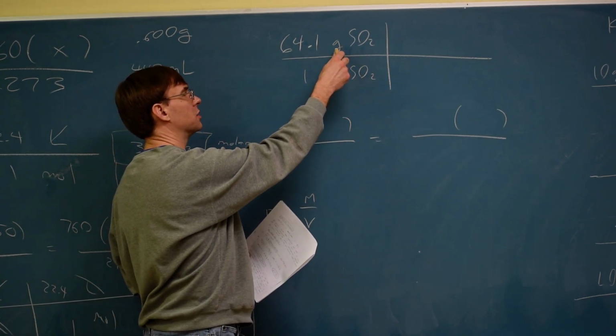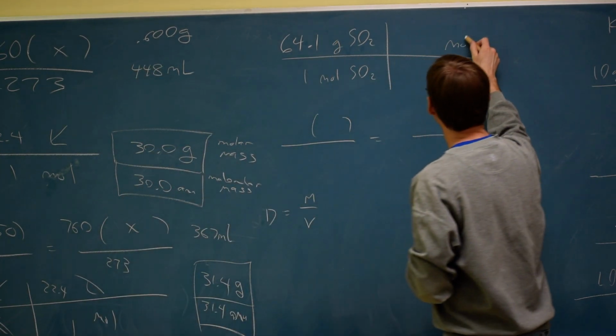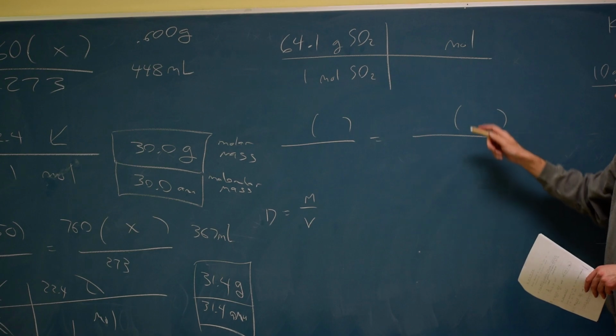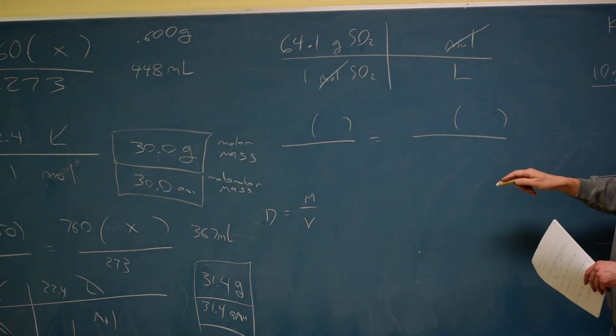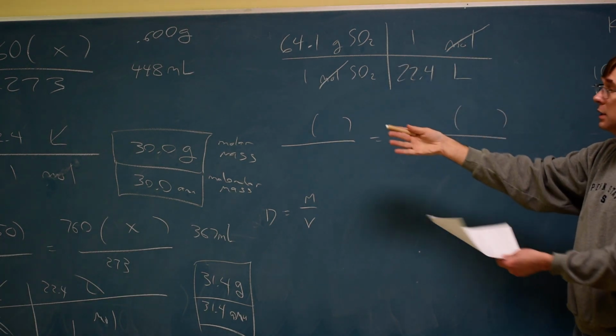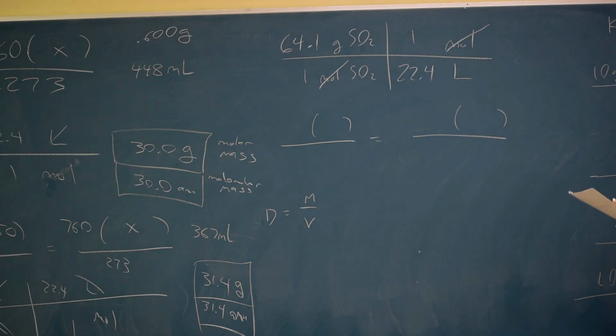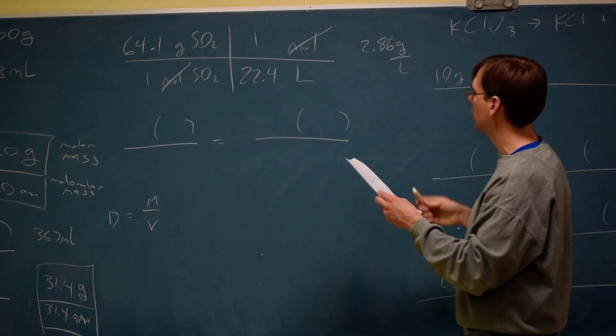What we're looking to do here is make a density where it's not grams per mole, but densities are things like grams per liter. So moles are going out, liters coming in. 1 mole, as it was in the other column, is 22.4 liters. And so this is giving me a 2.86 grams per liter.